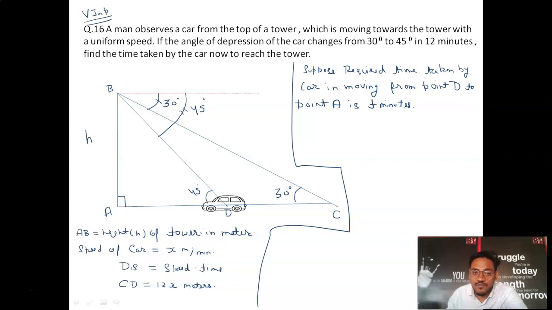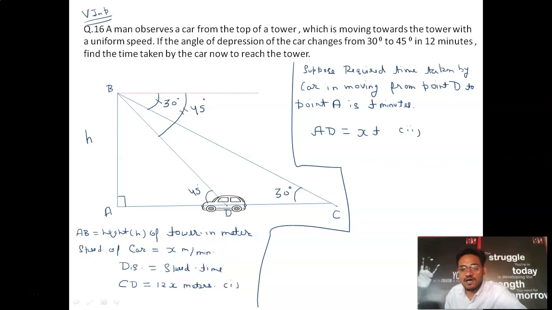Okay, so students, just tell me what is going to be the distance AD. AD is the distance and it will be again the product of speed and time. Speed I assumed as x and time as t. So AD is going to be xt. Clear students? Let me write this as equation number 2 and this as equation number 1.